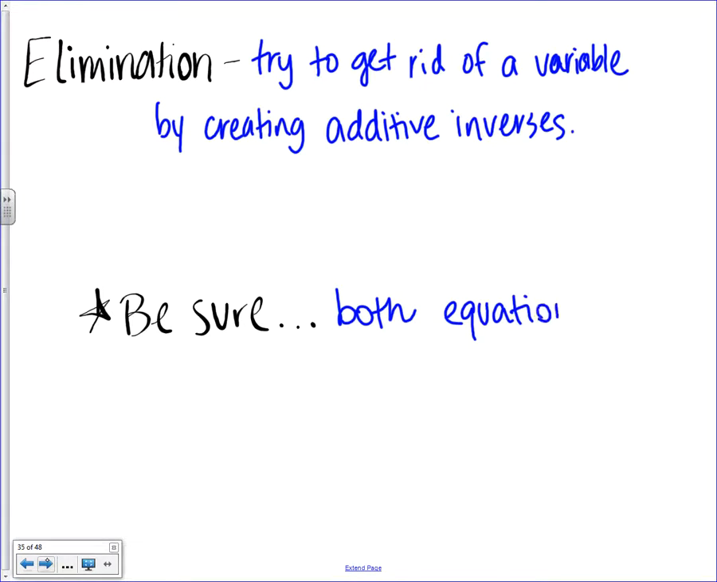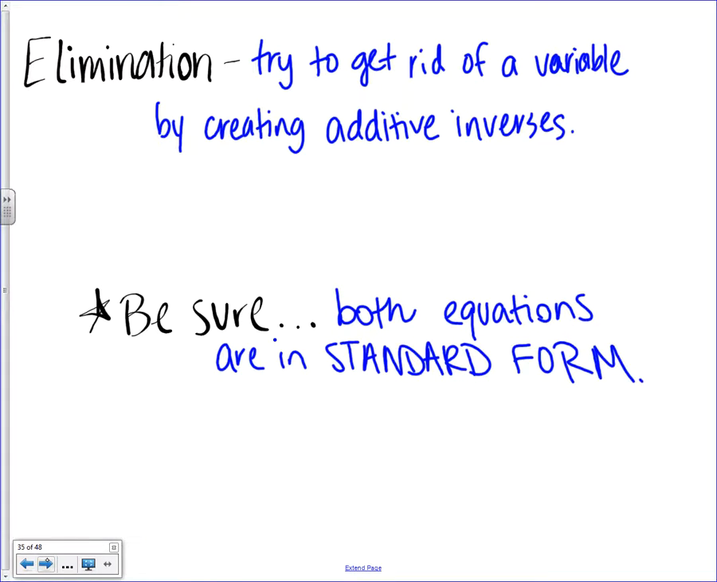Please be sure both equations are in standard form. Now, if you remember, standard form is not something that we have used very often. We kind of briefly touched on it, and then we moved on to slope-intercept form, didn't we? Okay, so what is standard form? Standard form looks like that. Basically, it needs to be in the right order, is what standard form means. X's, then Y's, then your equal sign, then your constants.